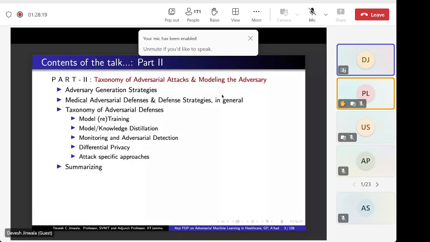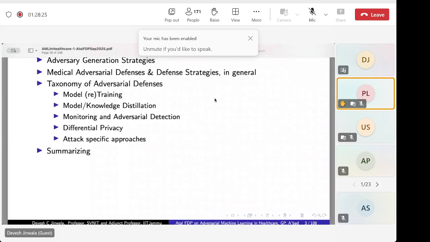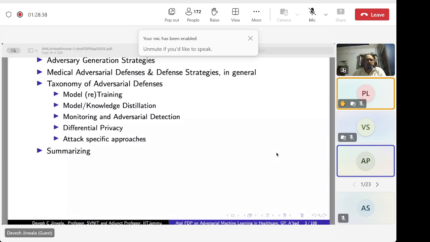I would welcome any questions if at all there are any. Over back to you for further discussion. Participants can ask the question. Any question from participants?